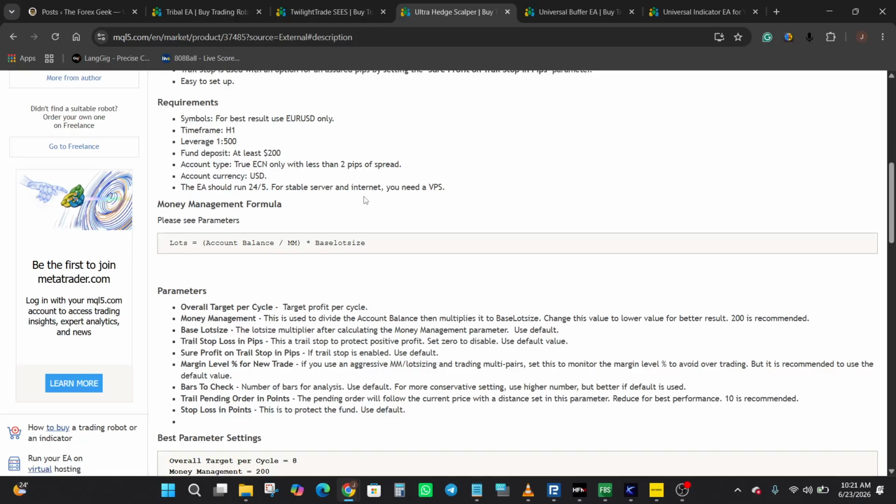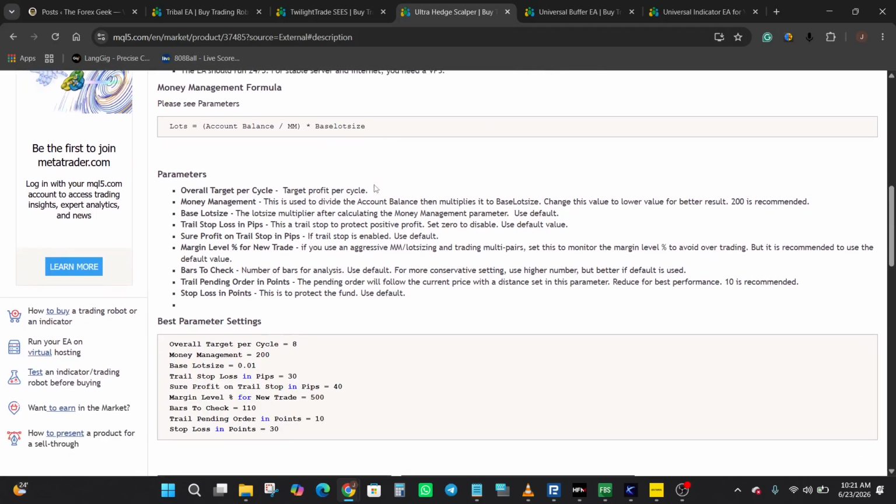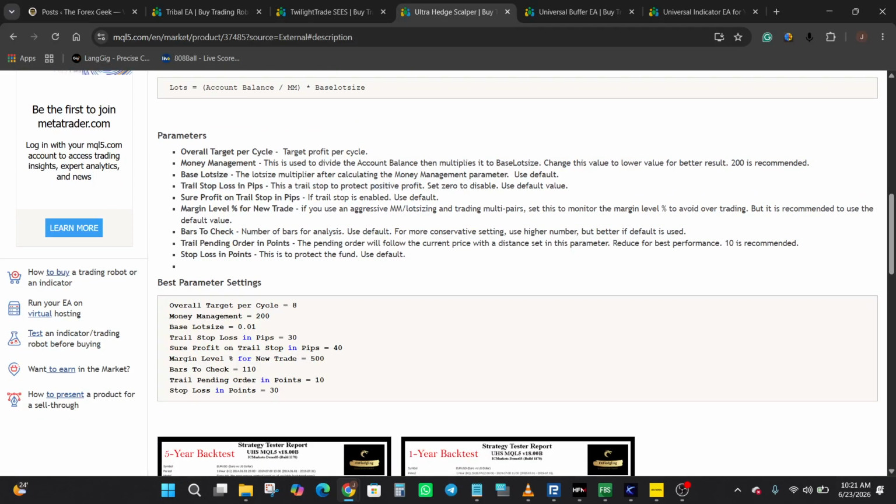According to the developer, the internal money management system monitors margin levels and assumes all open trades belong to Ultra Hedge Scalper. Moving into the features and settings section, the EA includes a stop loss mechanism, and the developer specifically states that a relatively tight stop loss is used with a minimum of 30 points or approximately 3 pips. All right. There is also a trailing stop feature designed to protect open profits, along with a parameter called short profit on trail stop in pips. Okay. That can be used when trailing functionality is enabled.